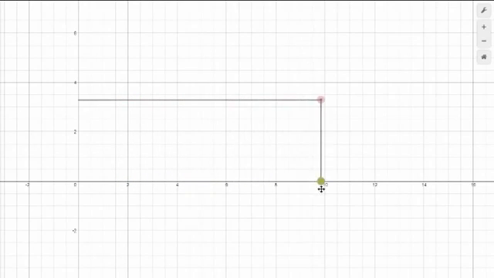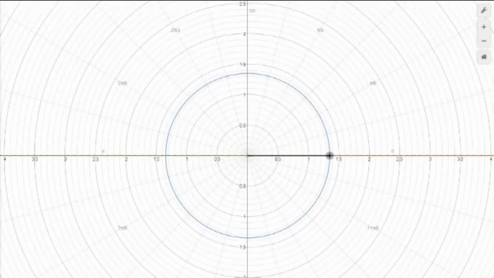The y is always the same. So this is what a constant function is in the rectangular world. In the polar world, the constant function makes a circle.